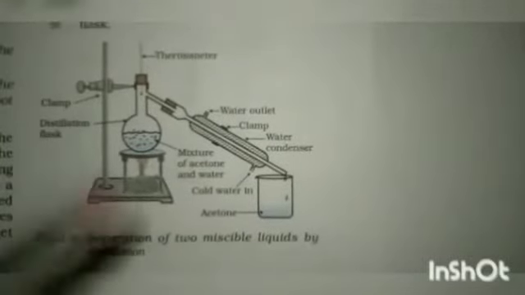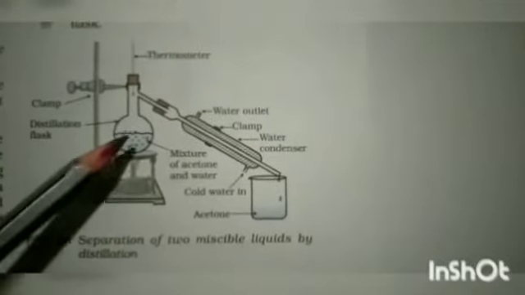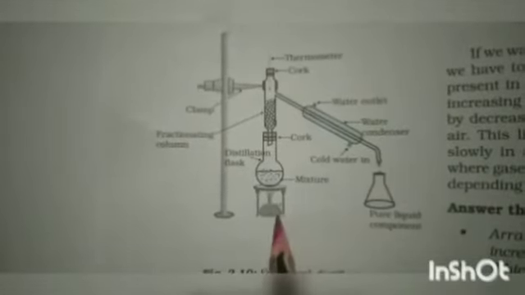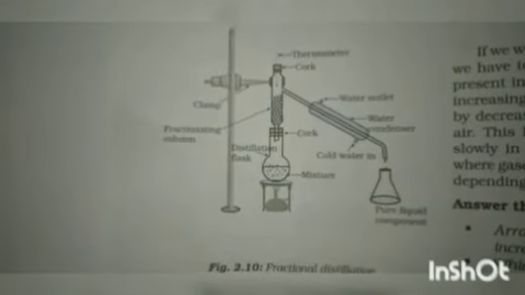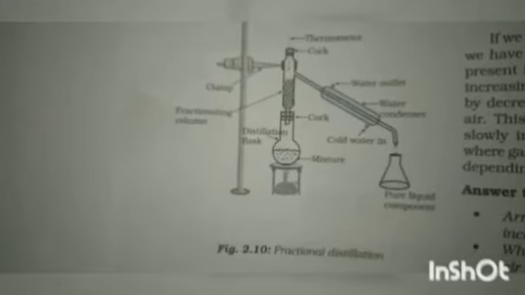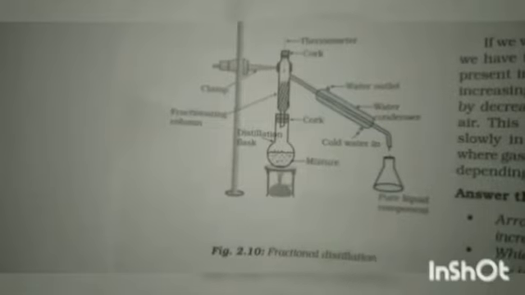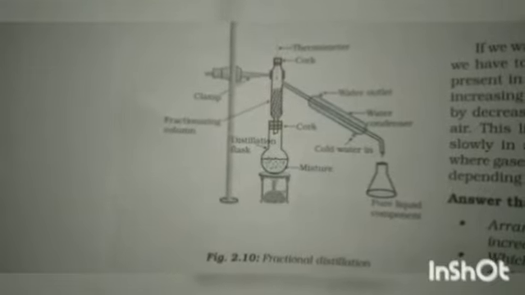This is the separation of two miscible liquids by a process called distillation. Fractional distillation is used, for example, for the separation of different gases from air. You know that air is a mixture of gases, right? Nitrogen, oxygen, and carbon dioxide. For the separation of those gases from air, we can use this fractional distillation process. It is also used for the separation of different fractions from petroleum products, etc.